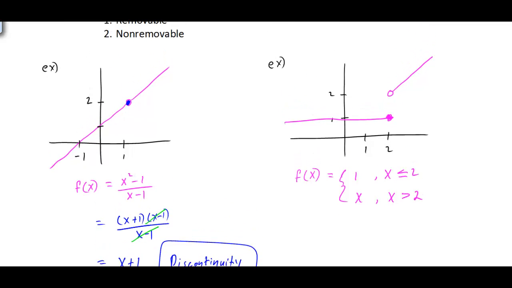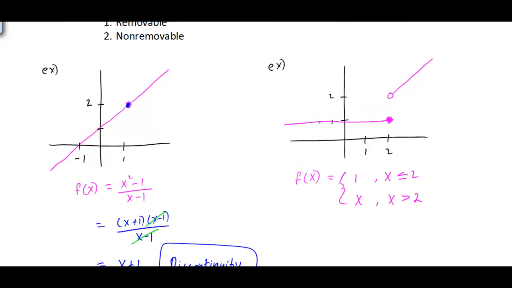Now, if we look at the example over here on the right, we can look at the graph and we notice that there's actually a split in the graph. And I'm going to go ahead and tell you that when there's a split like this in the graph, obviously there's a discontinuity and it's going to be non-removable. For example, the function here is a piecewise function where f of x is equal to 1 when x is less than or equal to 2, and that gives us the straight horizontal line, and f of x is equal to x for values of x greater than 2, and that gives us the other part of the graph going up to the right.